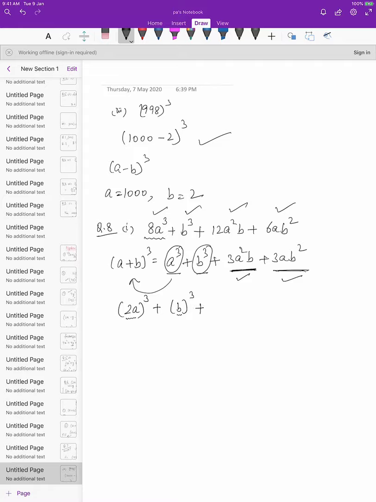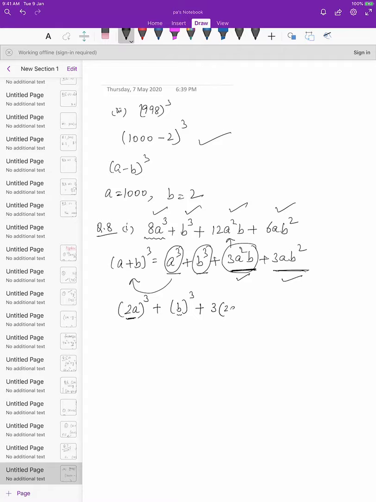Now I have to check the other 2, like 3A square B. I will write this in the form of 3A square B and check whether it is matching this term or not. So 3, what is my A in this question? It is 2A.